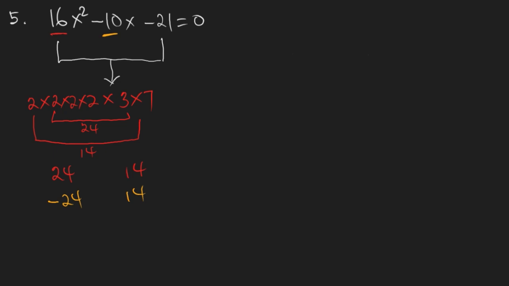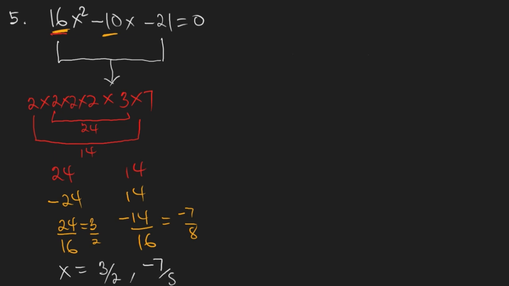After that, what do we do? We change their signs. So this becomes positive 24 and this becomes negative 14. And then we divide by the coefficient of the x squared, which is 16. I divide here by 16. So this will simplify to give me 3 over 2. This also simplifies to give me minus 7 over 8. So it means that x is equal to 3 over 2 or minus 7 over 8.